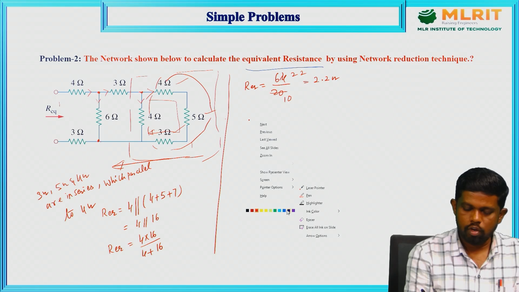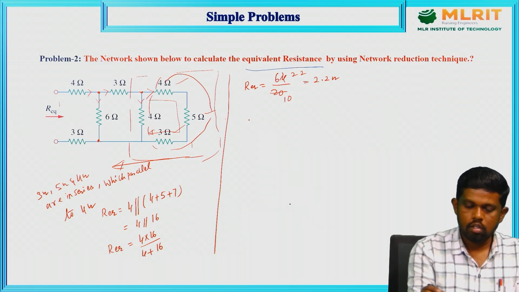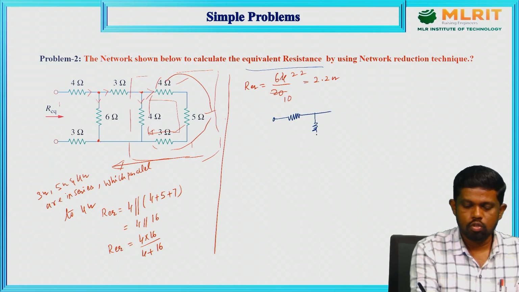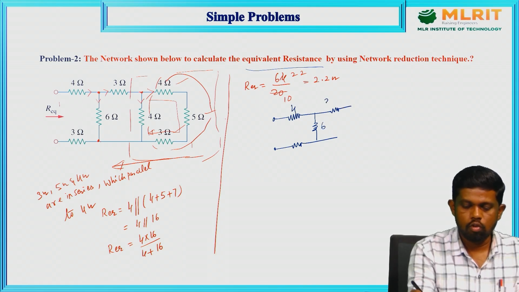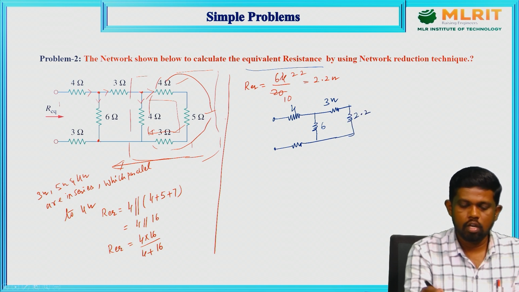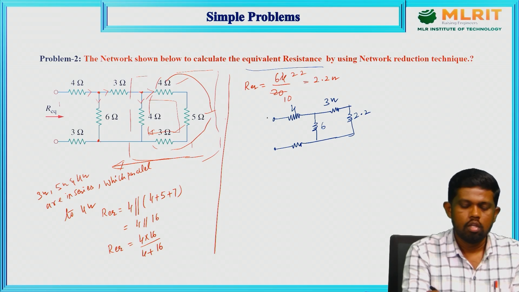So here we need to change the color of the pen, and we can take the equivalent resistance value here as 4 ohms, 6 ohms, also 3 ohms. Keep as it is: this is the 4, this is the 6, and this is the 3 ohm. This one is 2.2, because we got the resultant as 2.2 only. So at these two points we need to get the R equivalent value, the effective resistance of these two combinations.